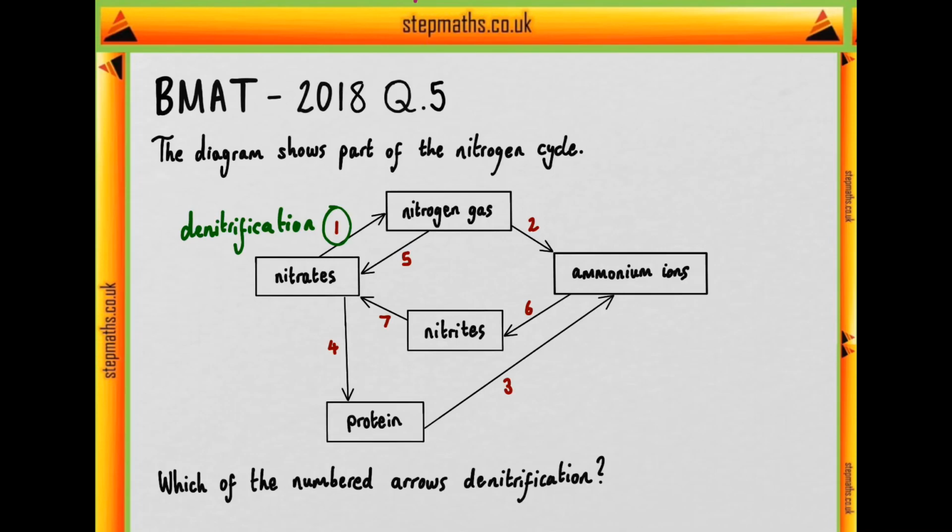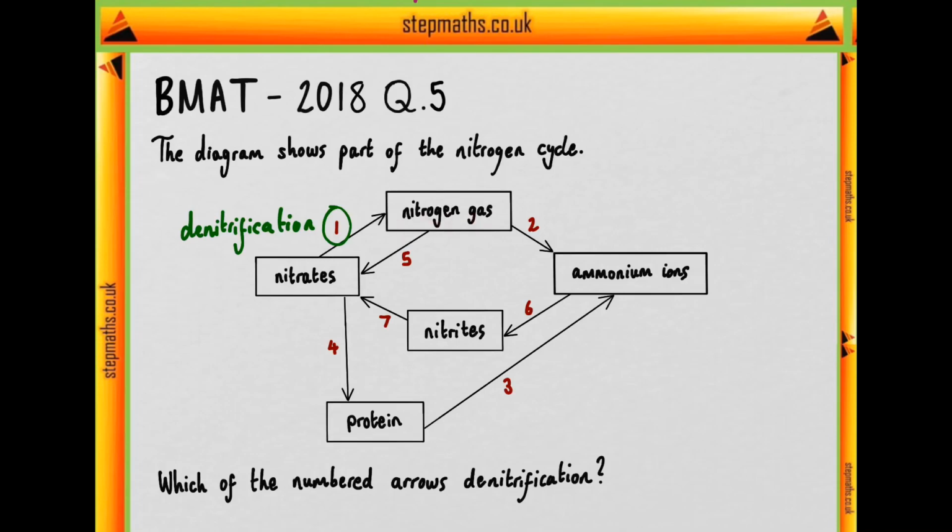Now, obviously in the actual exam, you might not be able to immediately recall this, and the best thing in that case is to work through the rest of the diagram and think about the parts of the nitrogen cycle you can identify, and then that can leave a label behind that you can identify as your answer.